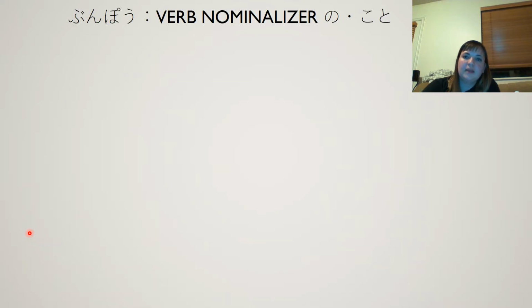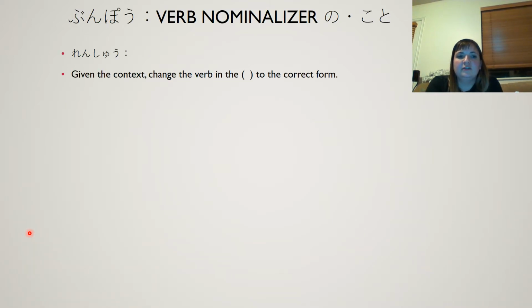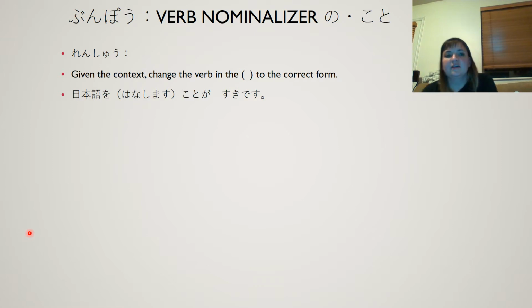Very good. Let's practice. What we're going to do is, with the context, change the verb to the correct form. This will be pretty easy. 日本語を話します, ことが好きです. So we want to say the thing of speaking Japanese, I like the thing of speaking Japanese. How are we going to change hanashimasu to the right form? Think about it for a second. If you said hanasu, which is our dictionary form of speak, you are correct. So Nihongo o hanasu koto ga suki desu.